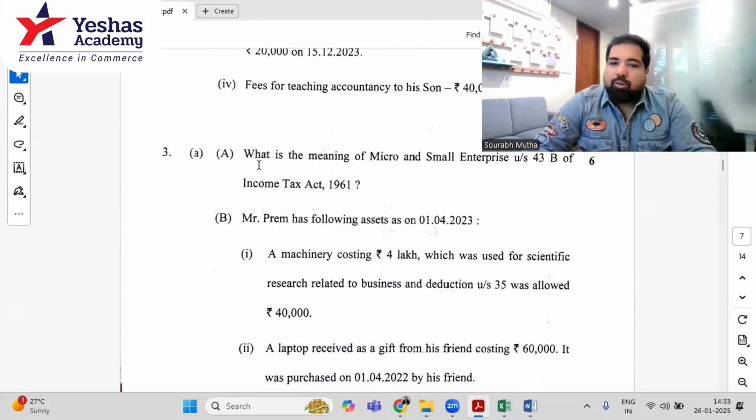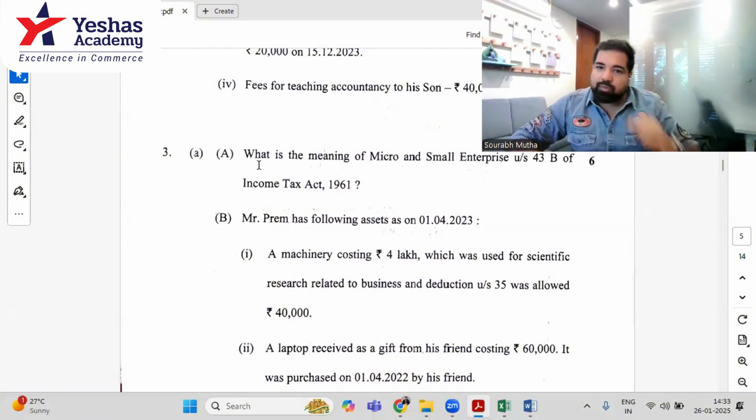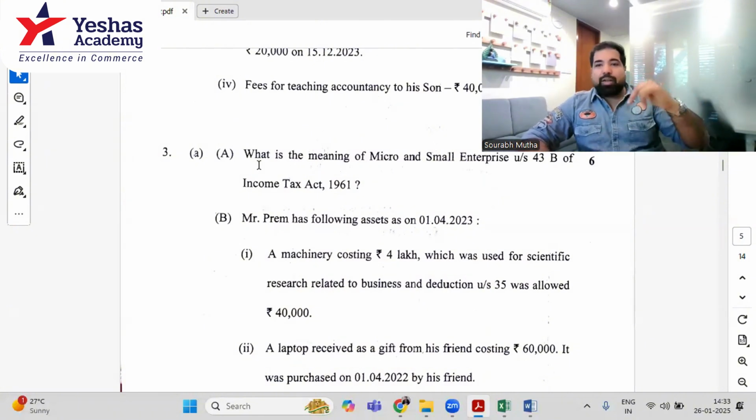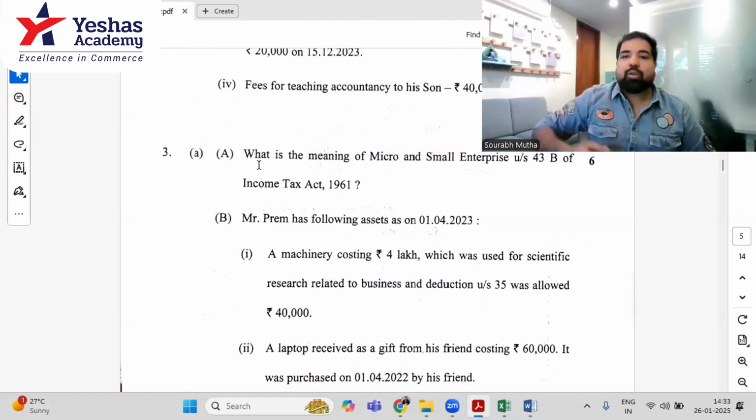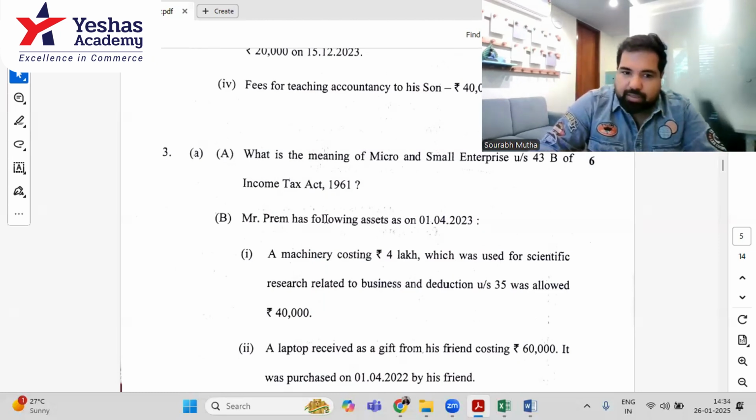Here we go. What is the meaning of micro small enterprise? There is an act called the Micro, Small and Medium Enterprises Act. As per that, a micro enterprise is one whose turnover is 1 crore and investment in plant and machinery is 5 crore. So 1 and 5. And do it 10 times, that is a small enterprise. Small is 1 crore becoming 10 crore in terms of sales and 5 crore becoming 50 crore in terms of plant and machinery investment. That's a micro and a small enterprise.